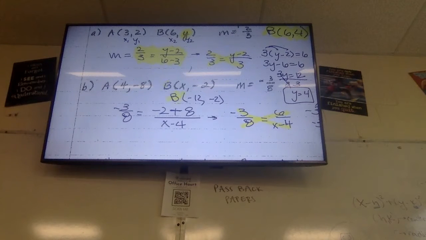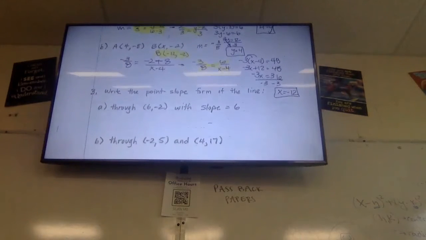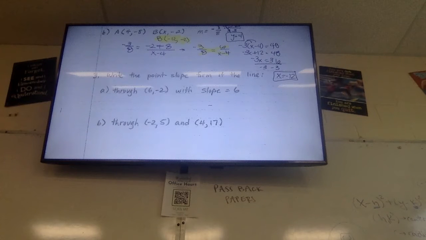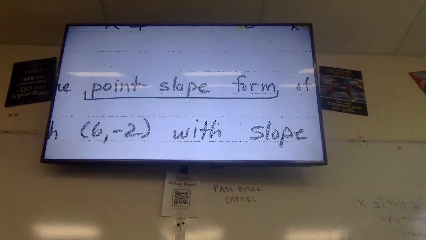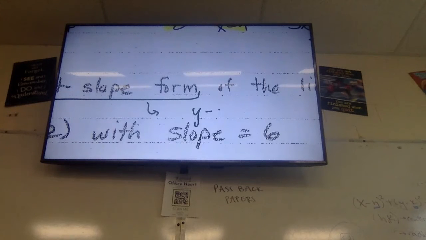All right, we doing okay so far? All right, let's look at the next one. This one says, write the point slope form of the line. Okay, now I've got a new equation. Who remembers point slope form? Eva? Is it the one where it's like y minus y1, and then plus or minus x minus x1?